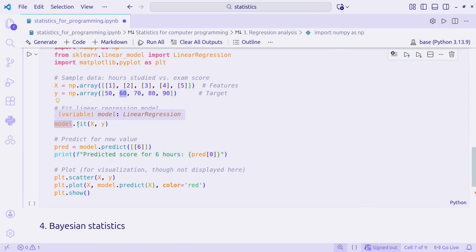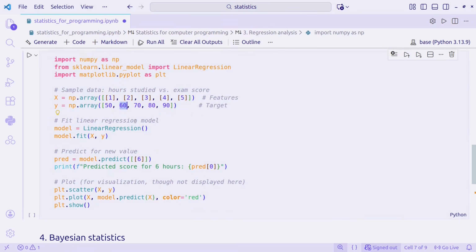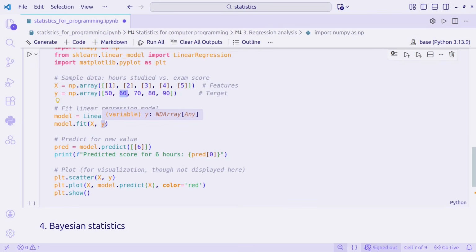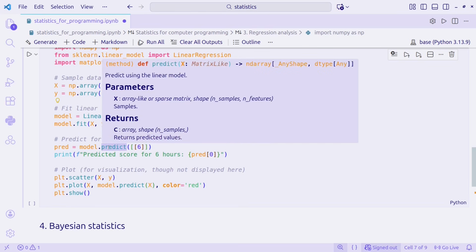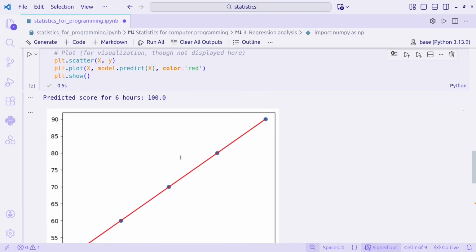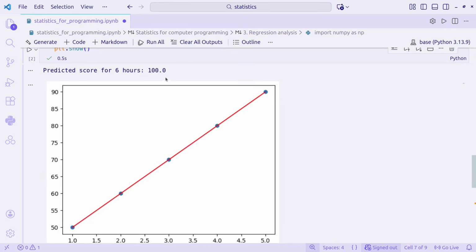So I can use model.fit, okay? The model is just representing the linear regression model that we already imported beforehand. And we use the fit function to fit x and y to get the model, okay? And we can use the model to predict the new values. So if I study for 6 hours, what would be the score? I can use this predict function to help us get the predicted value from the model, okay? And I can do the plotting, okay? So let me run the program. So you can see that the predicted score is 100 marks if I study for 6 hours.